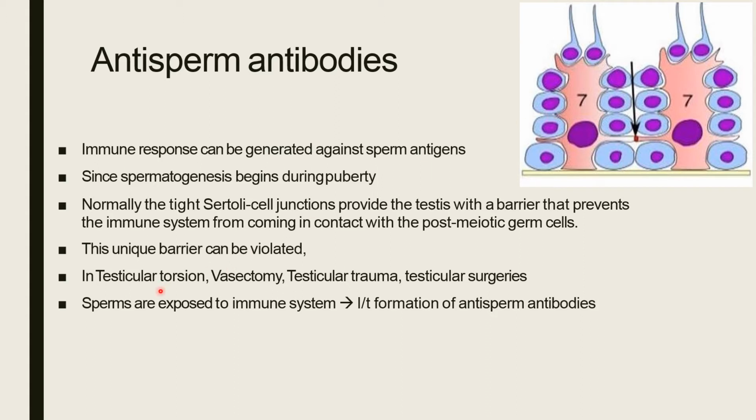So during testicular torsion, vasectomy, testicular trauma, or testicular surgeries, these barriers get weak. So sperm get exposed to the immune system, and then antibodies are formed, because sperm have specific types of proteins that are not present in other parts of the body, and these cells are also haploid cells that are not present in other parts of the body. So they appear to be different cells to the immune system, so the immune system attacks them.